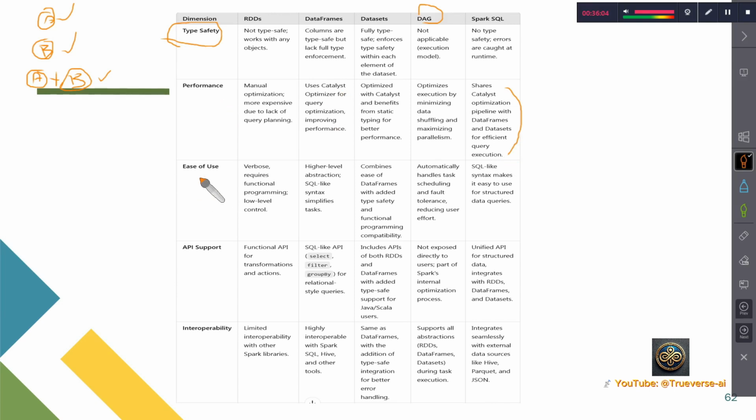Ease of use. This is the higher level. So the advantages of this one, and functional programming. This is functional programming, low level. So for ease of use, this one has the advantage of high level. This is low level. The dataset has both of them. So for DAG, it automatically handles task scheduling.